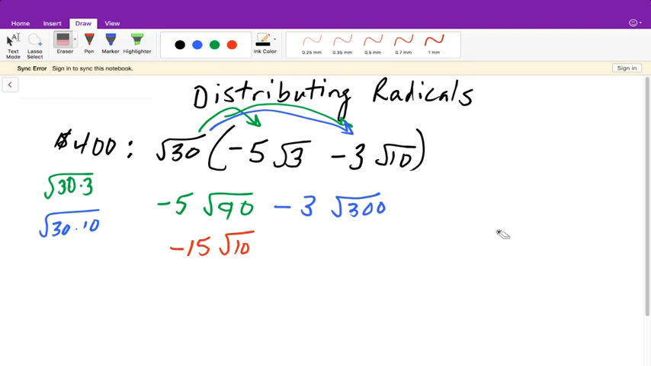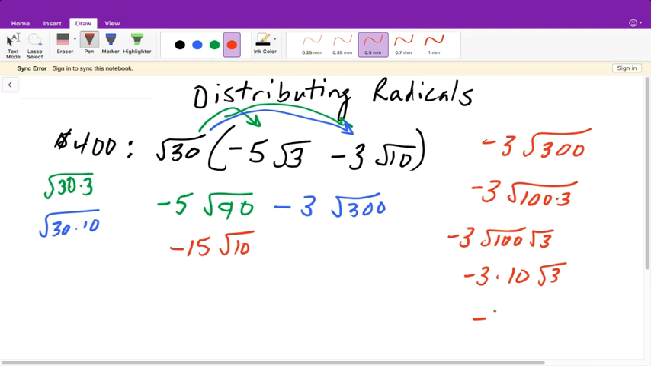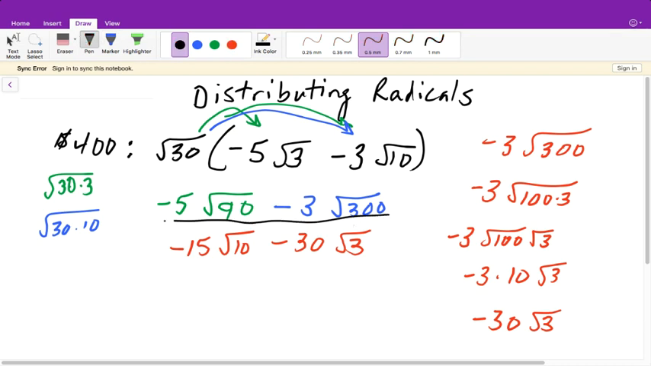The next one is negative 3 times the square root of 300. Well, we know the perfect square that goes into 300 is 100. And it's 100 times 3. Well, the square root of 100, we look at that separately. Square root of 100 is 10, so negative 3 times 10 times the square root of 3, and that gives me negative 30 times the square root of 3. So this is minus 30 times the square root of 3. Now we look and see, are these like terms? No, they're not. So then this is your final answer.